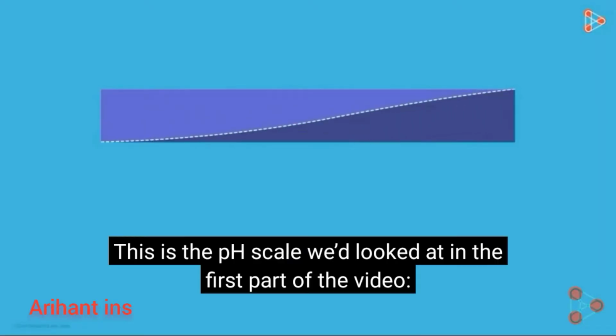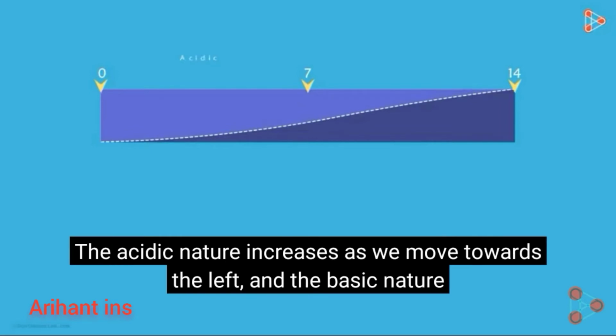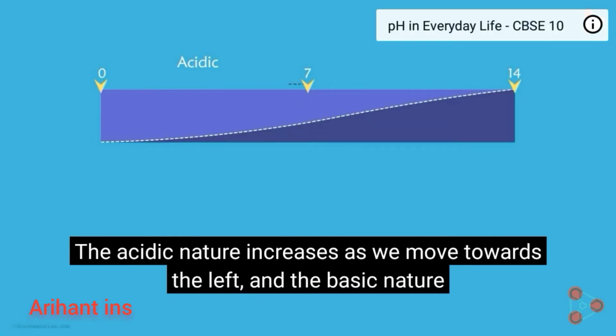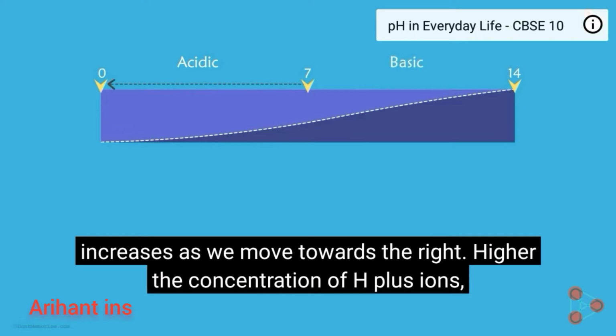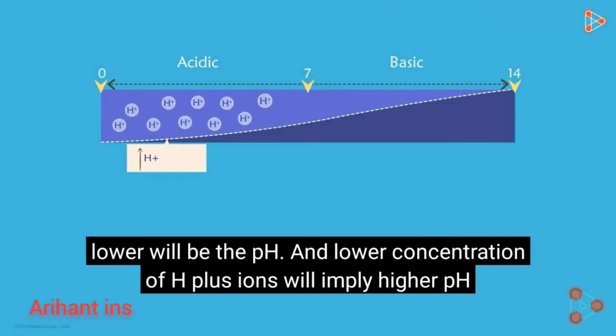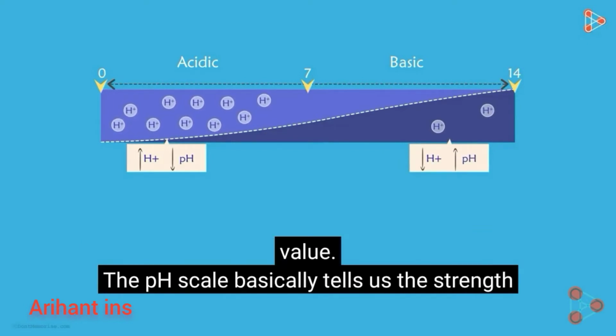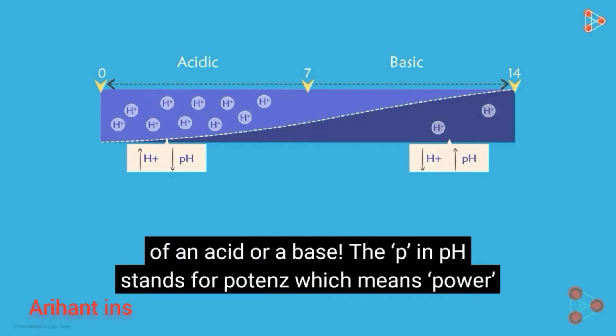This is the pH scale we'd looked at in the first part of the video. The acidic nature increases as we move towards the left, and the basic nature increases as we move towards the right. Higher the concentration of H+ ions, lower will be the pH. And lower concentration of H+ ions will imply higher pH value. The pH scale basically tells us the strength of an acid or a base.